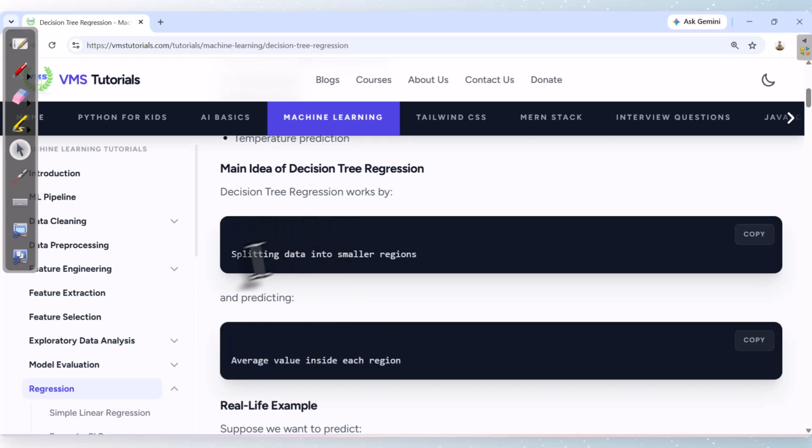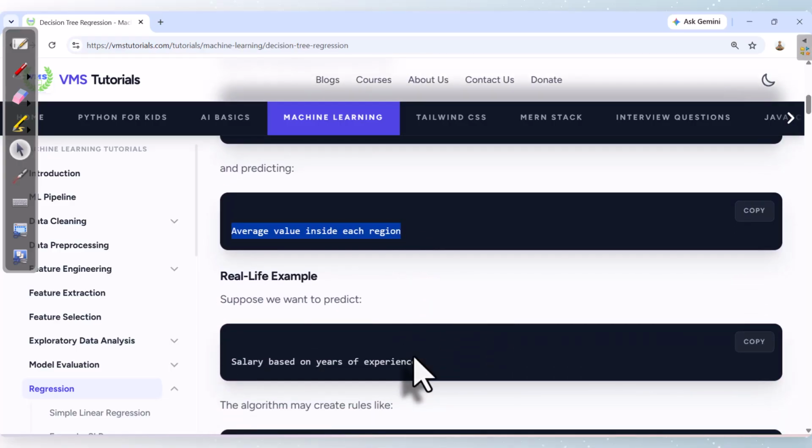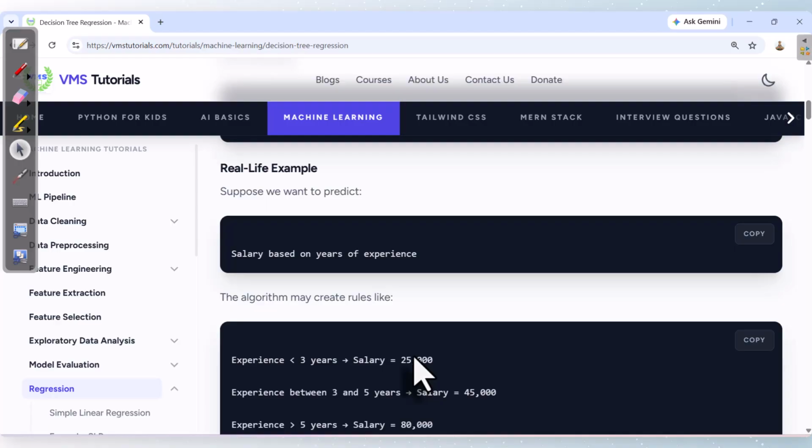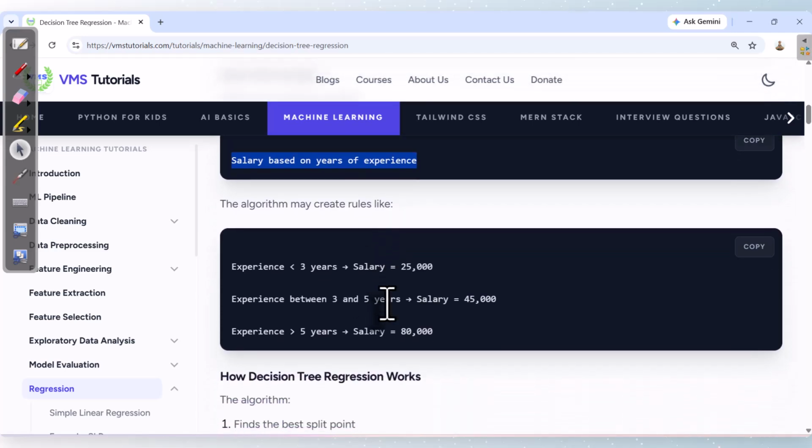Decision tree regression works by splitting the data into smaller regions, and it predicts by taking the average value inside each region. If we take one simple example, suppose we want to predict the salary based on years of experience.